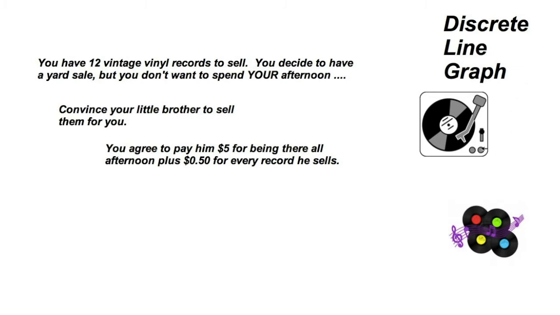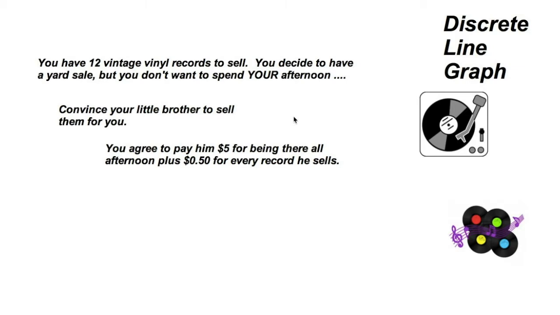The first one is going to be a discrete. Now, I made up this exercise for you. Imagine that you've got 12 vintage records. That's true, the old vinyl ones. Maybe you got the Beatles collection. And you're going to sell them because your parents are having a yard sale. You know you're going to get 20 bucks each for these.